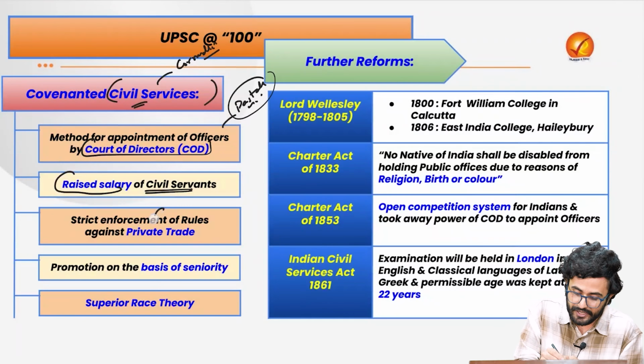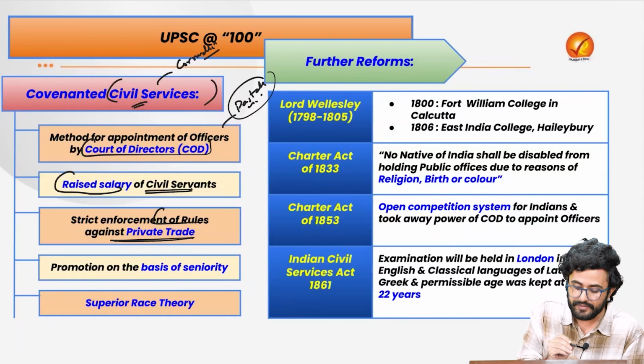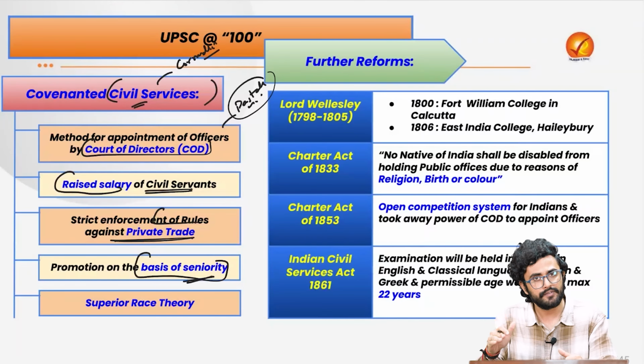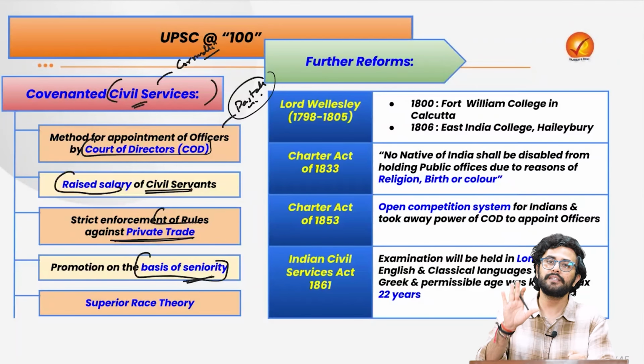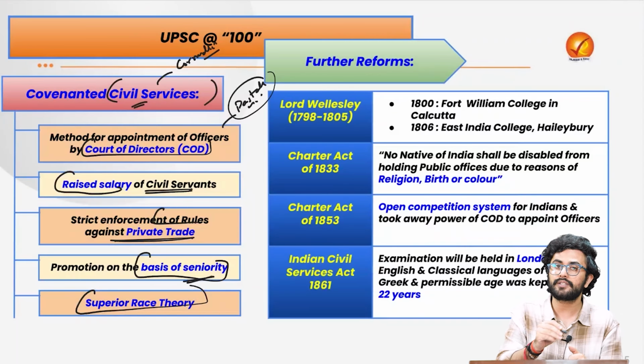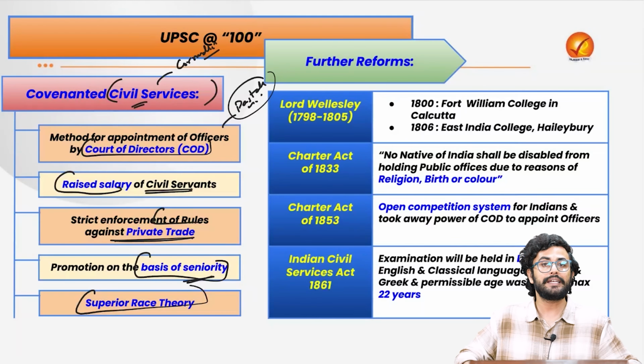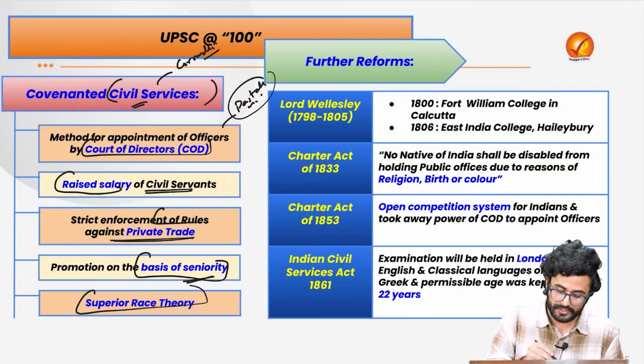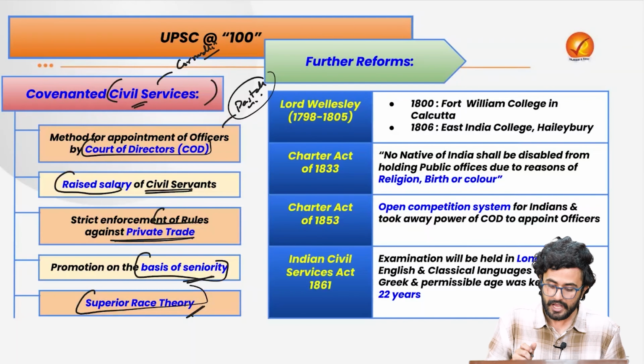Then strict enforcement of rules against private trade, and promotion will be done on the basis of seniority, something which is still followed today. However, keep this in mind that Cornwallis also followed a superior race theory, where he considered that Indians are not capable enough to become a district magistrate or, for example, a district collector.